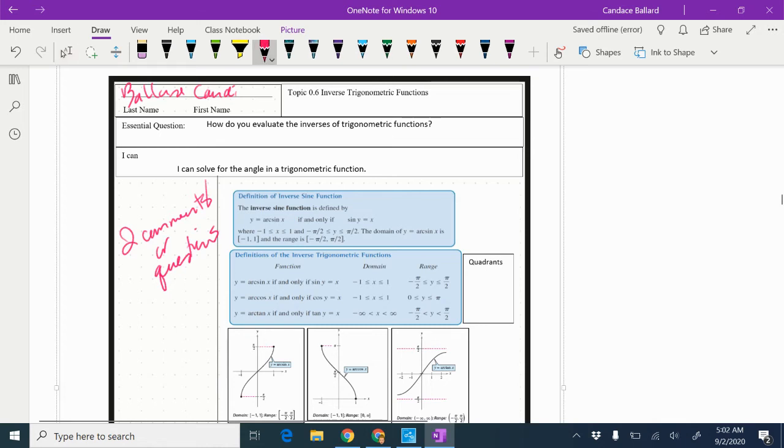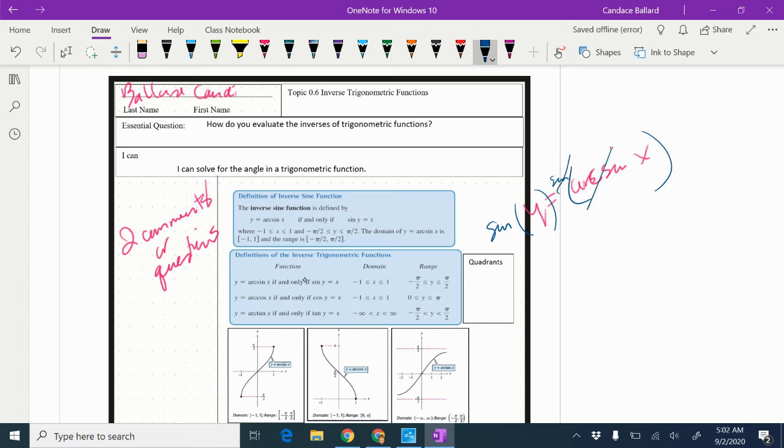We're going to explain this first part, okay? So the inverse sine function is defined by y equals arcsine x if and only if sine of y equals x. So really what this is saying is if I have that y equals arcsine of x, I have to have a way of reversing that. So in order to reverse an arcsine, I'm going to take the sine of both sides. Well, what this is saying is that the sine and the arcsine basically cancel each other out. So the sine of y equals x. So you can see that's where that came from.